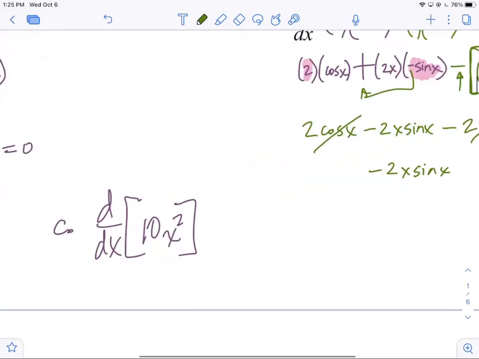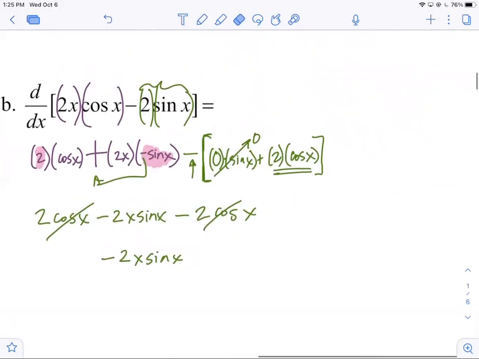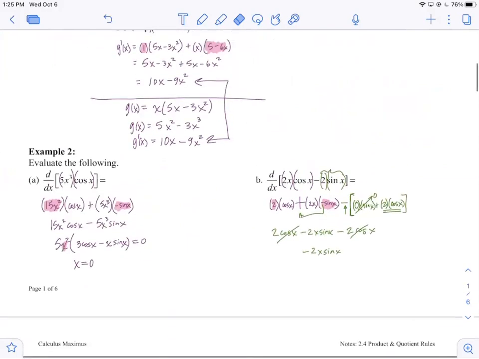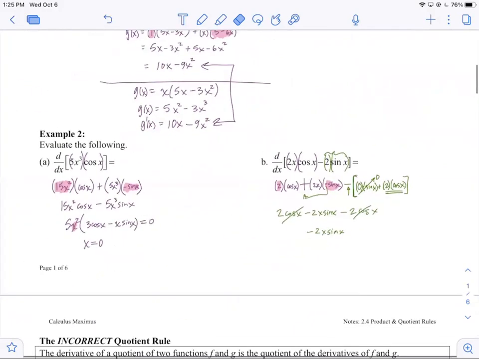All right, I was going to do the same thing with 10x squared. I was going to call 10 its own function and use the product rule. We don't need to do that anymore because I talked about it up here. There's no need to call a constant multiple its own function. It's just extra work. And be careful behind a negative. Product rule generates 2 terms.